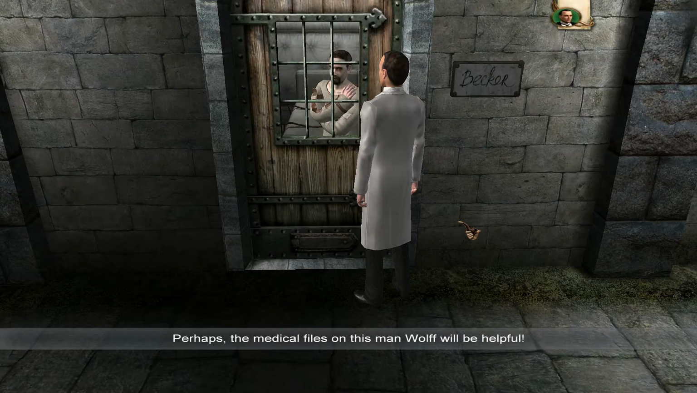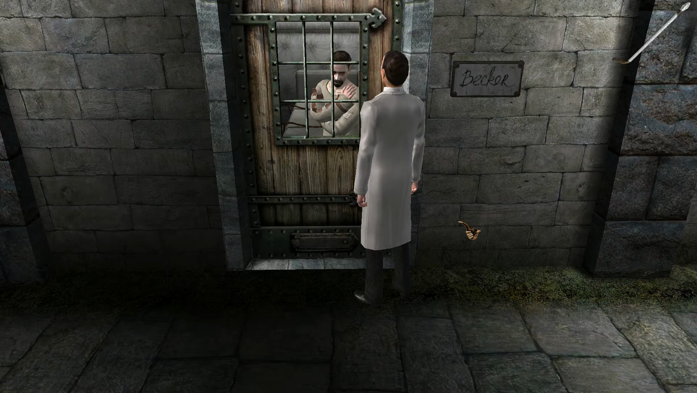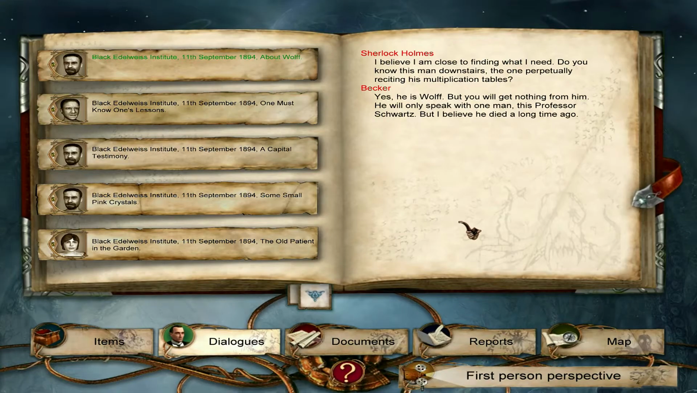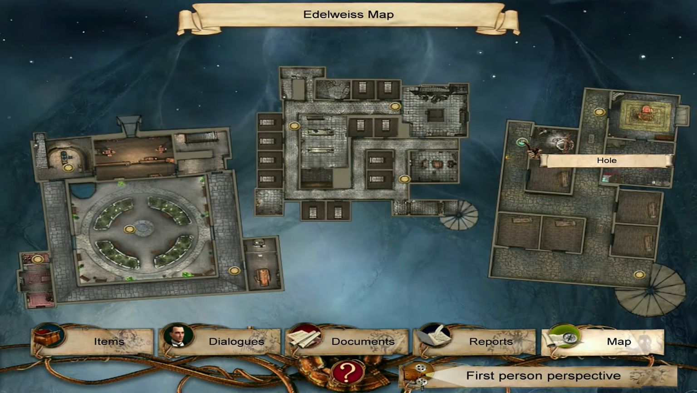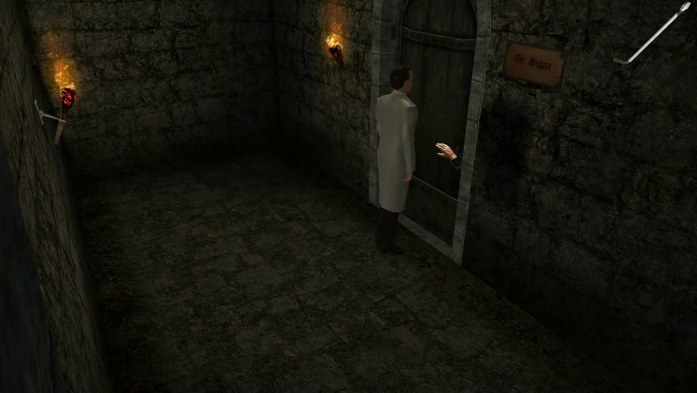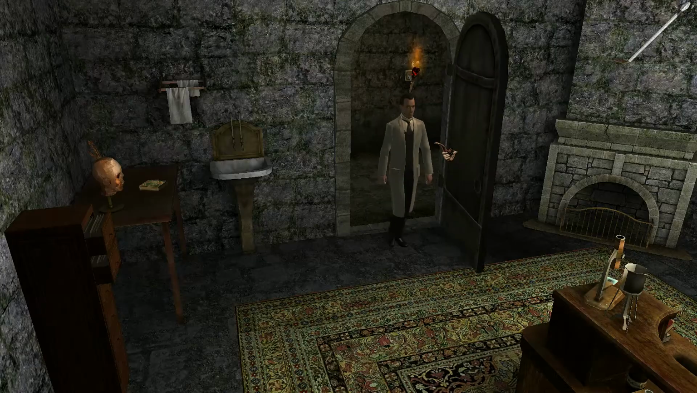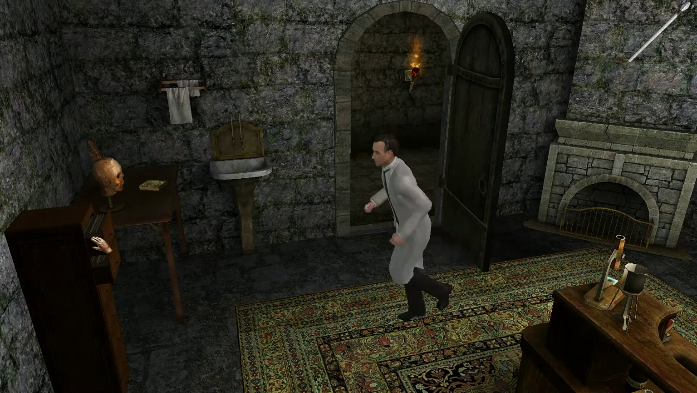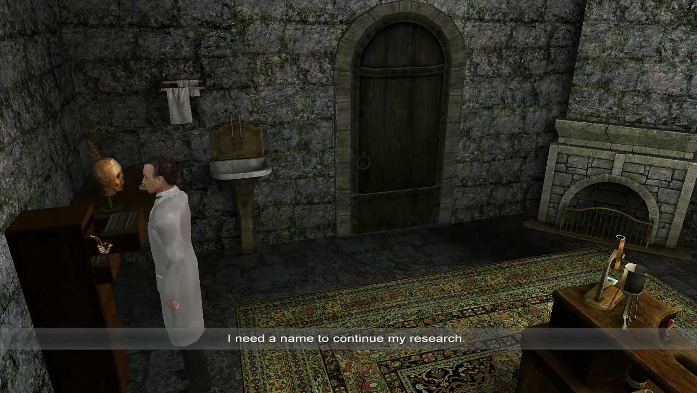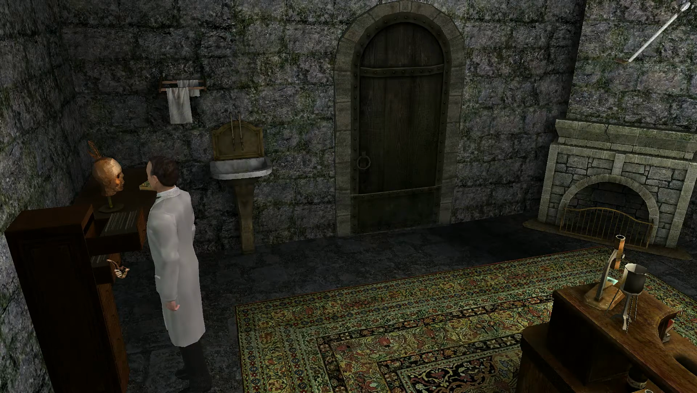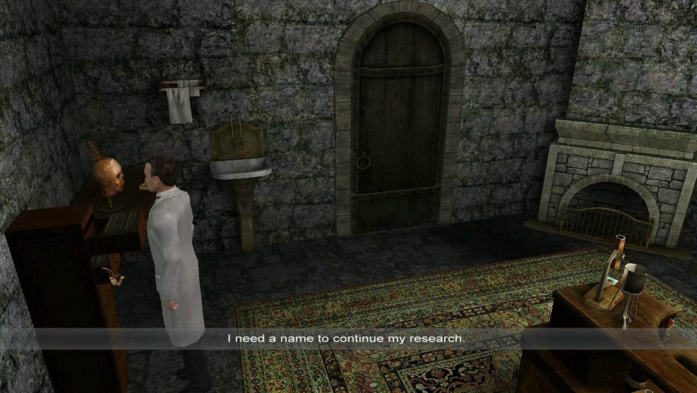Perhaps the medical files on this man, Wolf, will be helpful. I thought I just looked at the man, Wolf. Did I not? I need a name to continue my research. I need a name to continue my research.